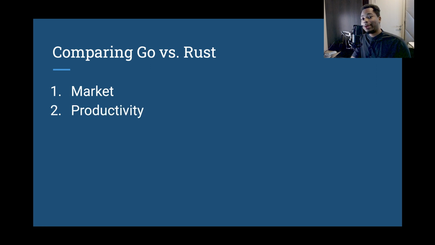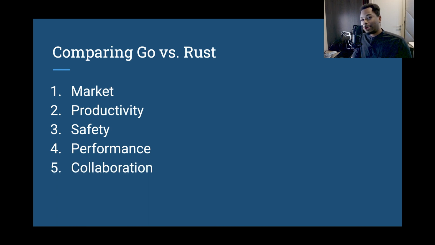The next thing I think about is productivity. Am I going to be able to get stuff done in a reasonable amount of time, or am I going to be wrestling with the language? Then I think about safety. Once I get stuff done, am I going to have to come back a week later because everything's breaking apart because of bugs? So then I think about performance. Now, performance is kind of taken more seriously than it should be, but I'll get into that a little bit later. Then I think about collaboration.